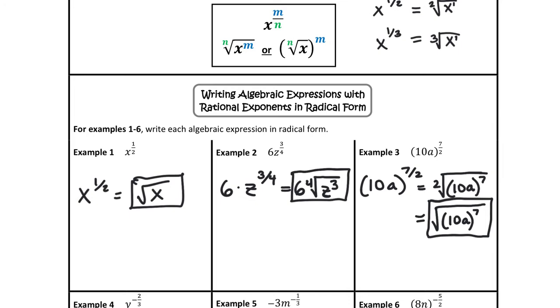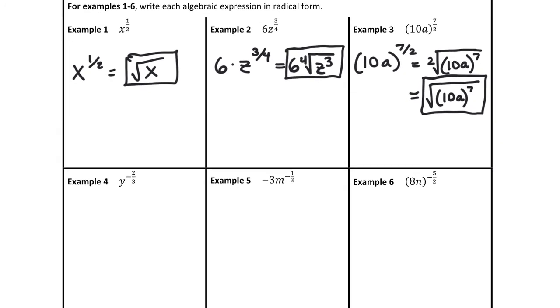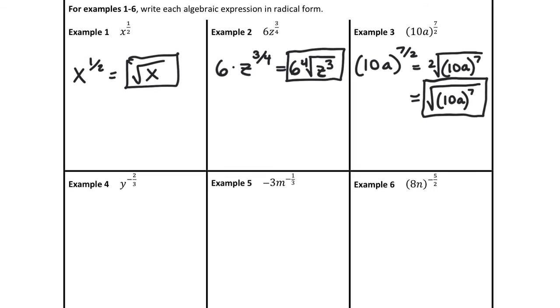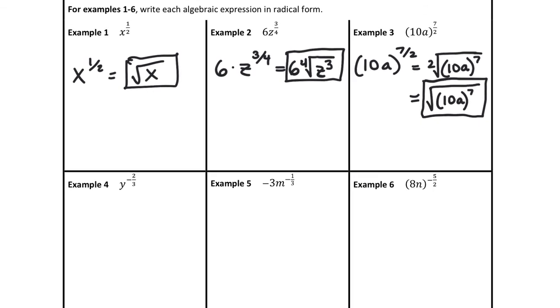Okay. So just continuing to practice this pattern. So let's try the pattern again. Let's keep going. All right. So here we have y to the negative 2/3. So now we have a negative exponent, and we're going to use some of the rules that we used in the previous notes. What do we do with negative exponents?